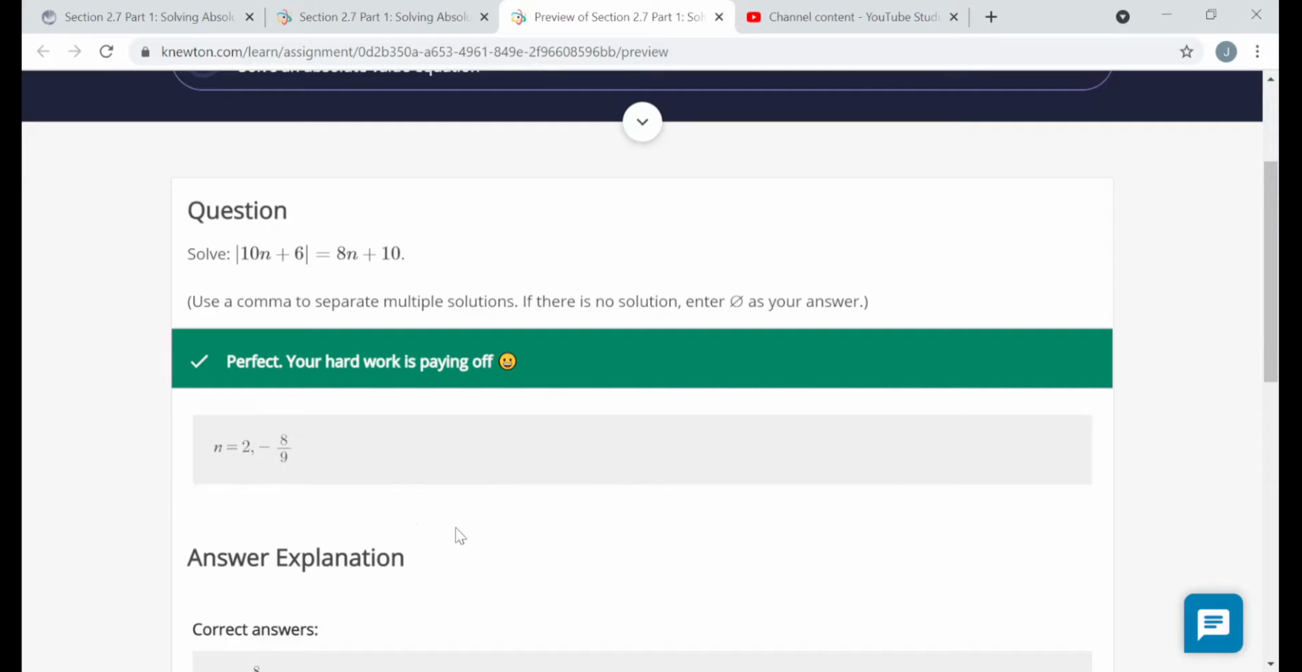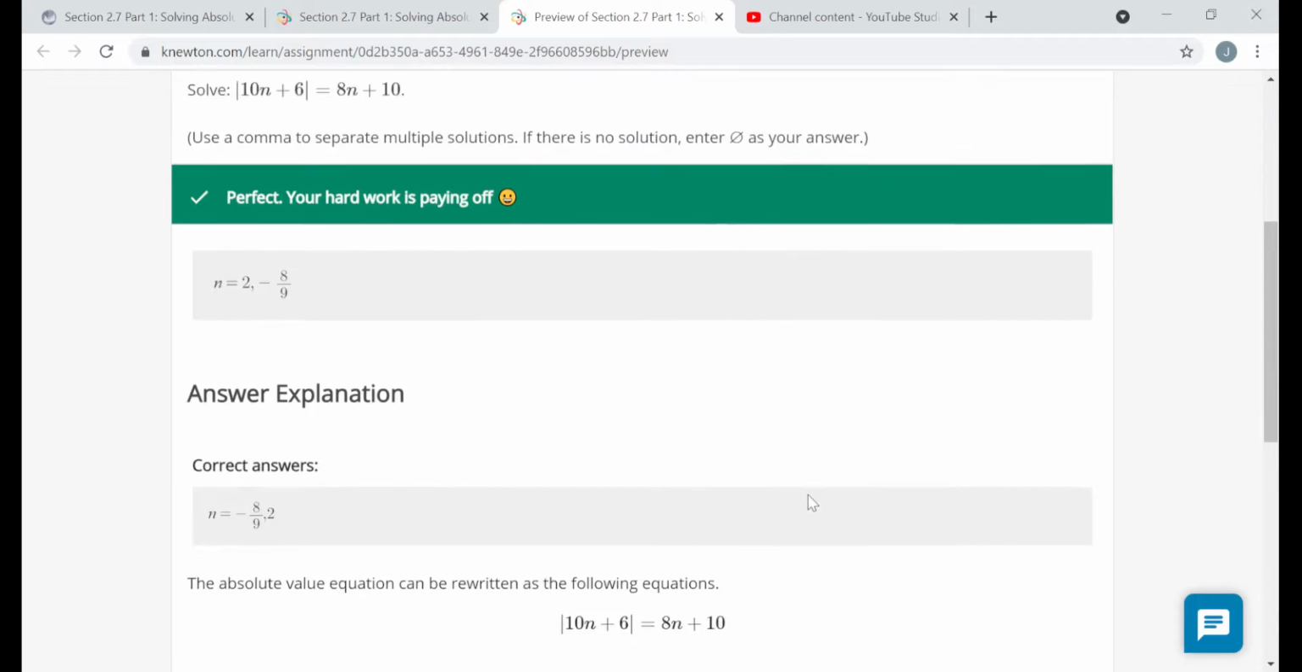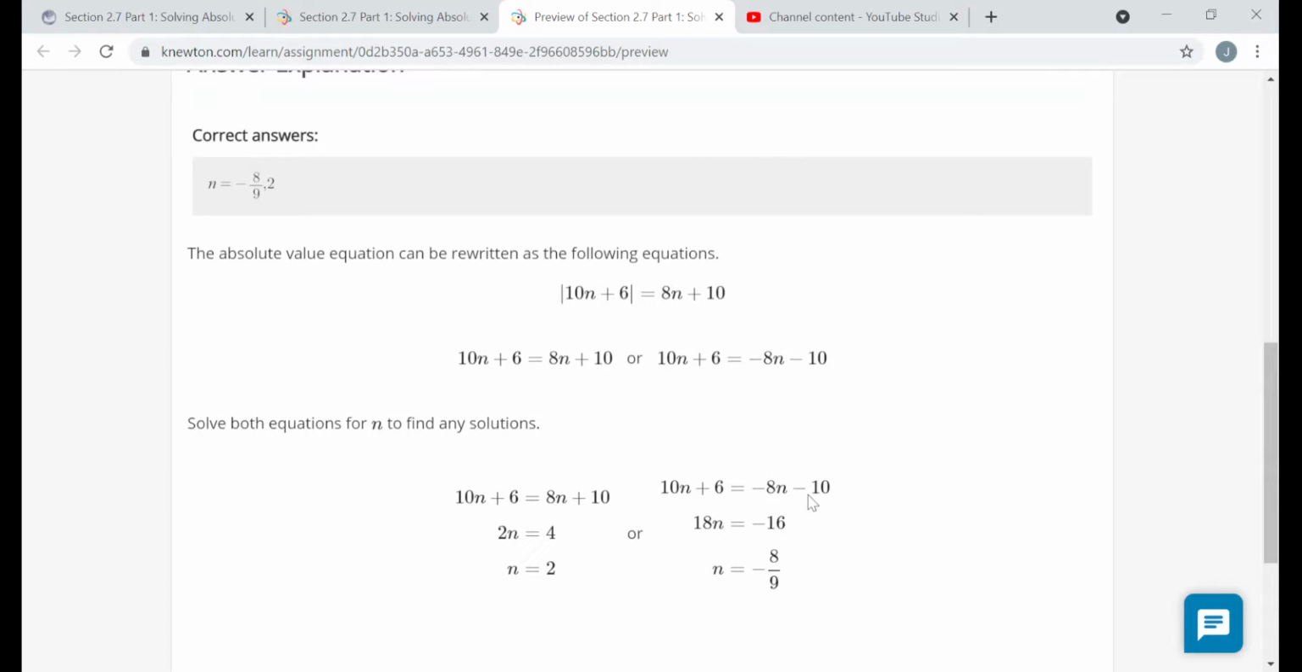Now sometimes you'll check a solution and it won't work, and those are called extraneous solutions. We may come across examples like that, just be aware of that. And if both solutions you find don't work back in the original equation, then the equation has no solution. You would enter this empty set symbol as your answer, but maybe we'll get to problems like that.